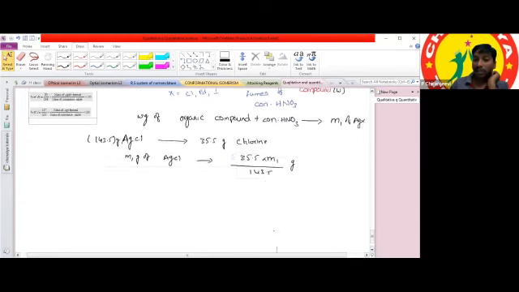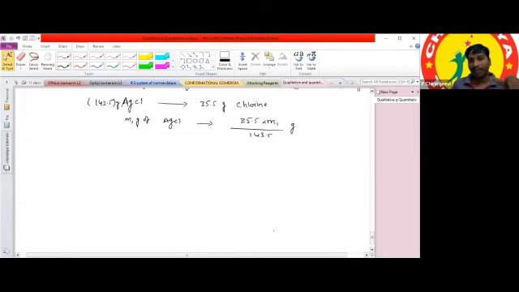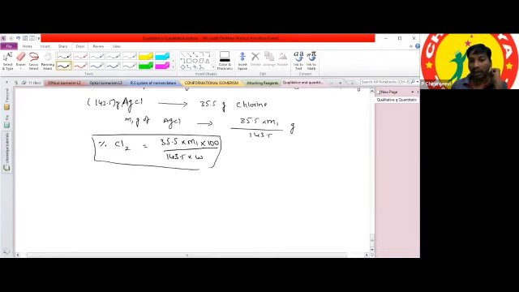And how can we calculate the percentage? We have to calculate the percentage. They are not asking for the mass. We have to calculate the percentage of chlorine. Percentage of chlorine, percentage Cl, is equal to 35.5 into M1 divided by 143.5. The total mass we had taken is W grams. And for the percentage, we multiply the whole equation by 100. So you will get the formula to calculate the percentage of chlorine.